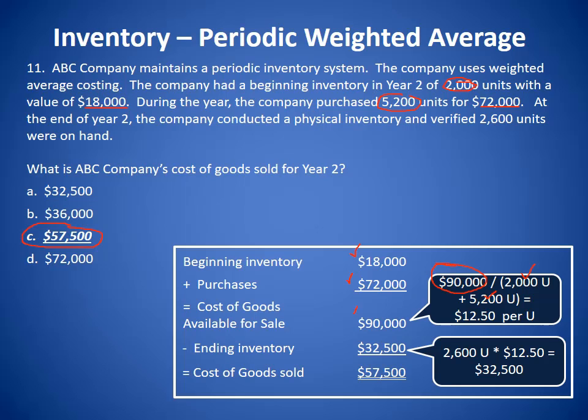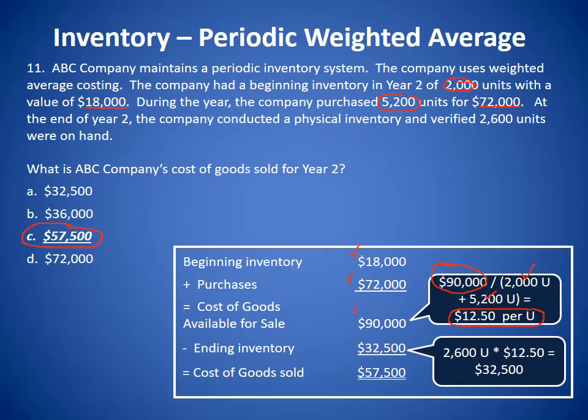So it's going to be $90,000 divided by 7,200 units. That means the average cost of our inventory is $12.50 per unit. So now in order to get the cost of goods sold, we're going to have to first compute our ending inventory, then subtract that from the total cost of goods available for sale.